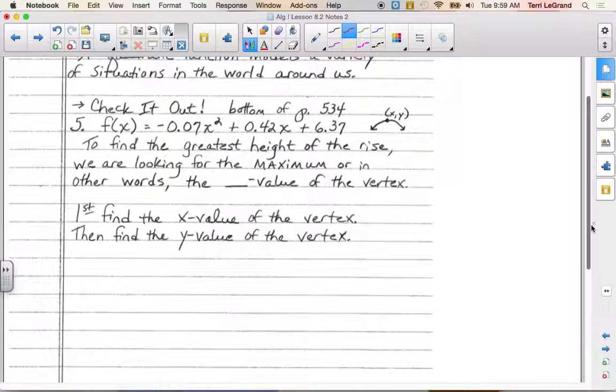Check it out, problem number 5, bottom of page 534. Okay, what is it they're asking us to do? Without looking at the notes, I just want to know what, if you were doing this problem in your homework, what are they asking you to do? Courtney? To find the greatest height on the rise. Okay, to find the greatest height of the rise.